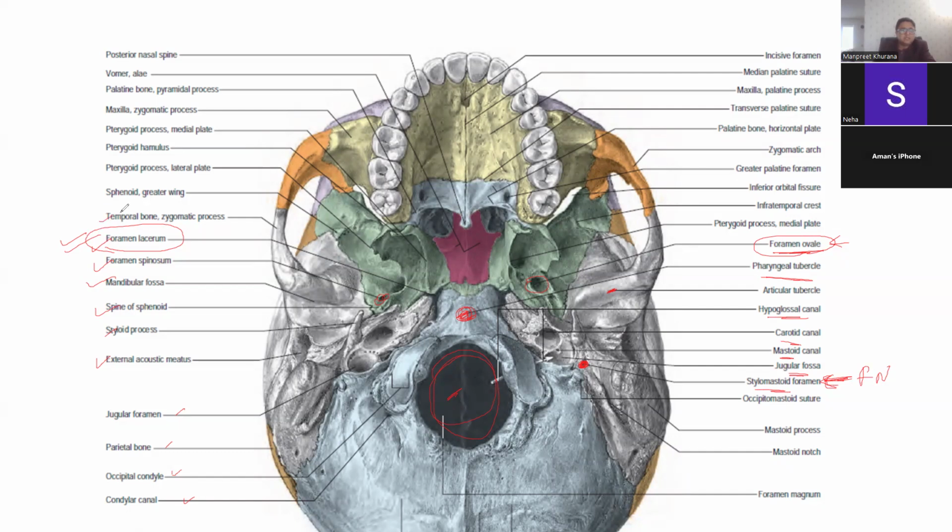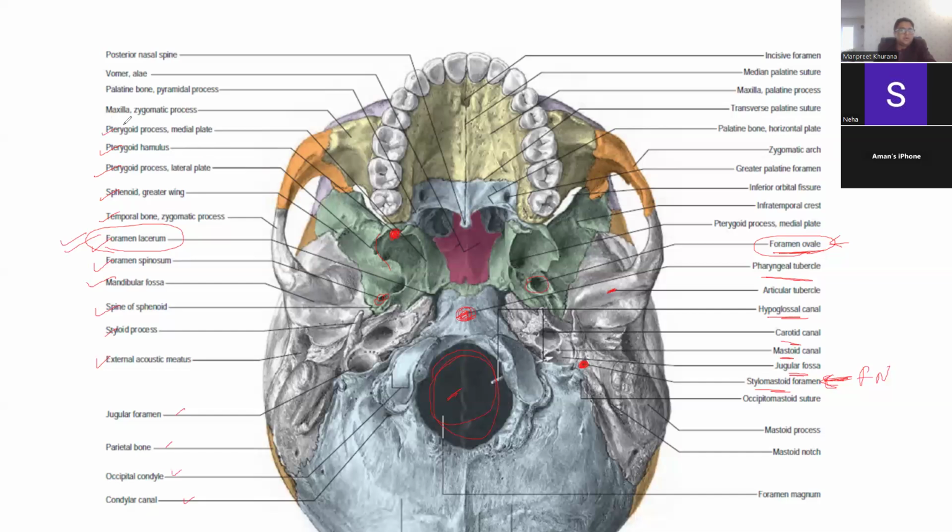Okay. So this is the temporal bone. This is the zygomatic process of the temporal bone. This is the greater wing of the sphenoid bone. Now, this is the pterygoid process. So this is the lateral plate. This is the medial plate. Now, this is the pterygoid hamulus. Okay, so this is the pterygoid hamulus.